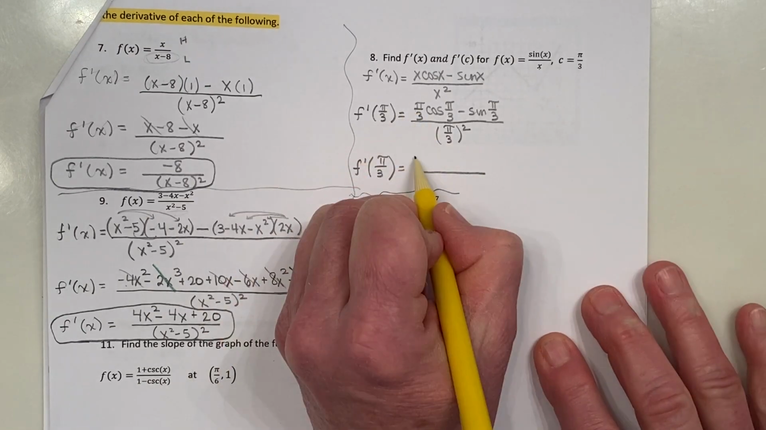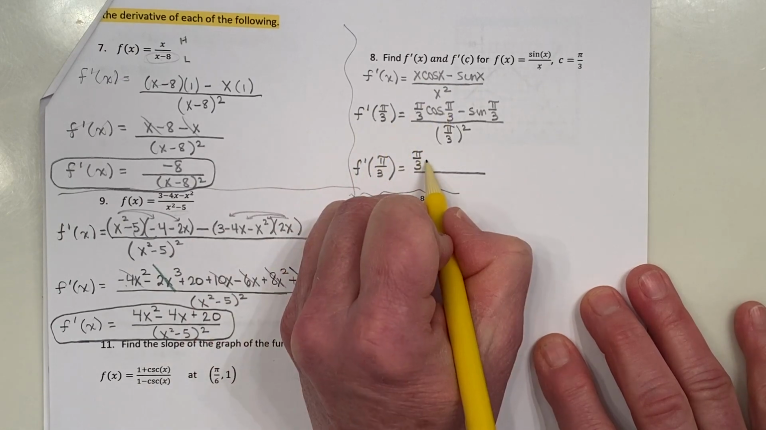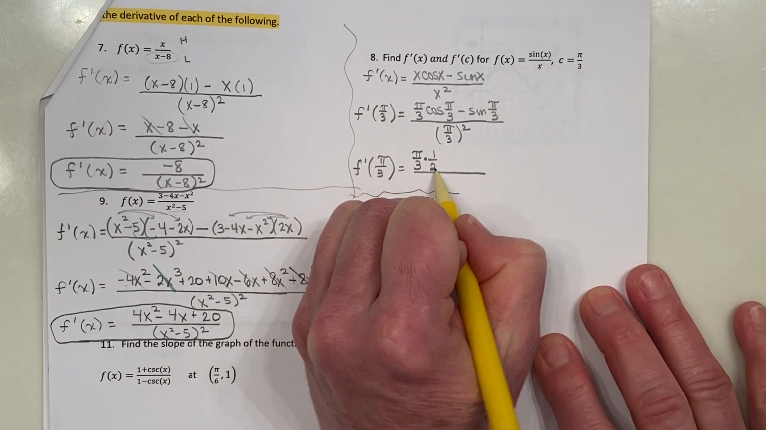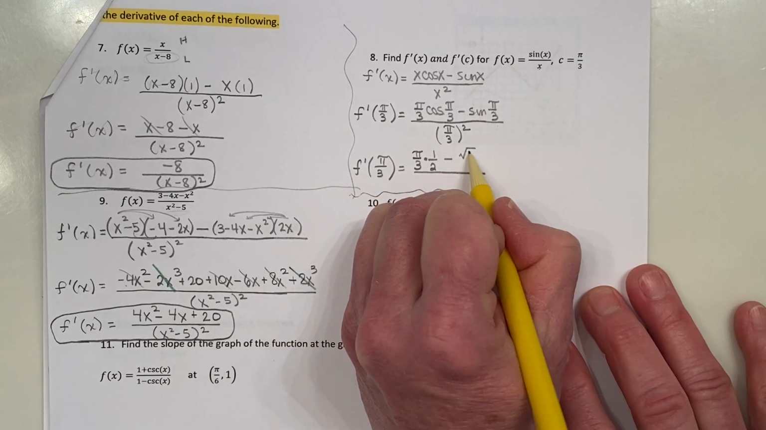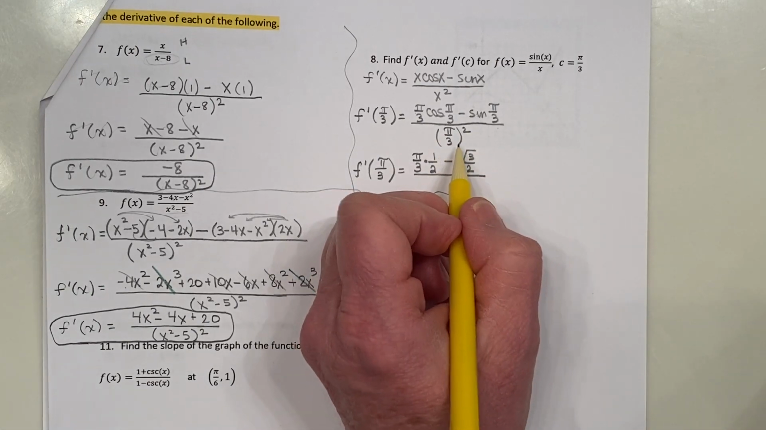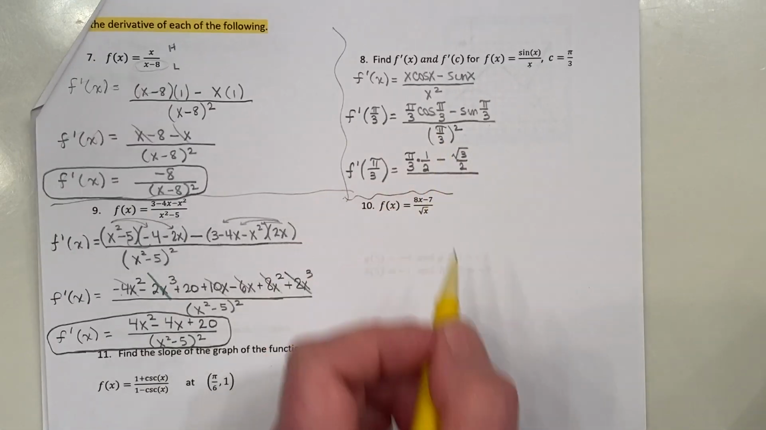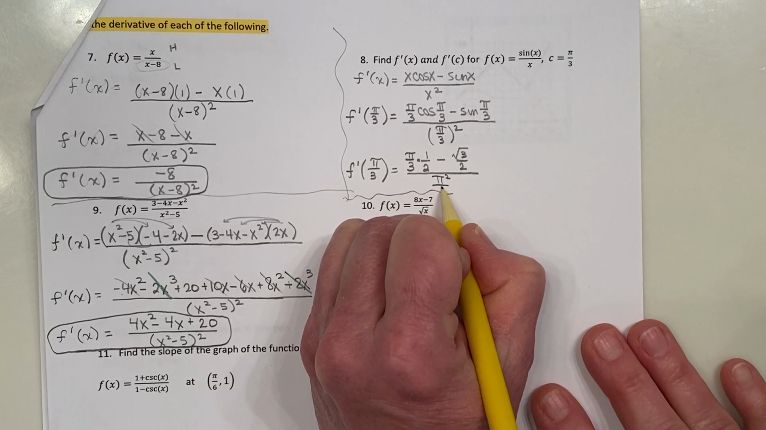Pi over 3 is just pi over 3, nothing you can do with that. Cosine of pi over 3 on the unit circle is a half. The sine of pi over 3 up there at pi over 3 is square root of 3 over 2. If I wanted to square this fraction, I probably would. It's pi squared over 9. So pi squared over 9.